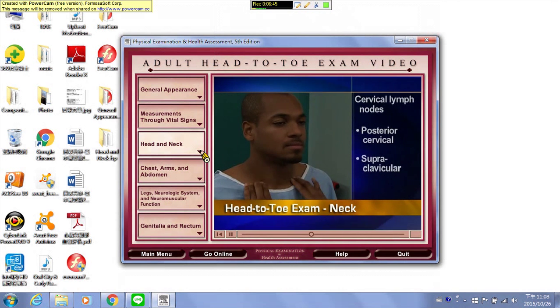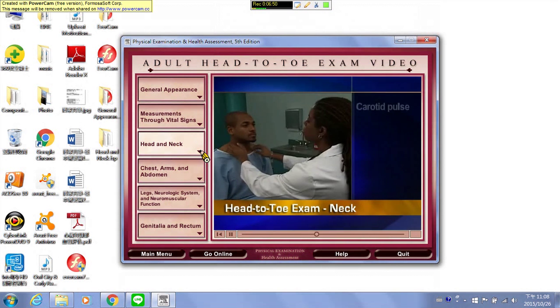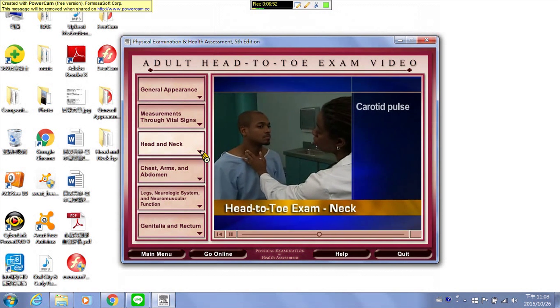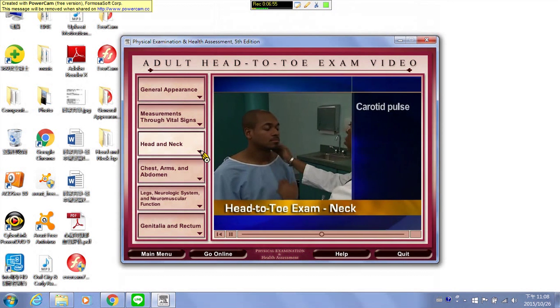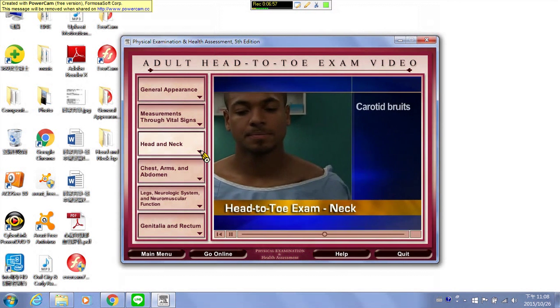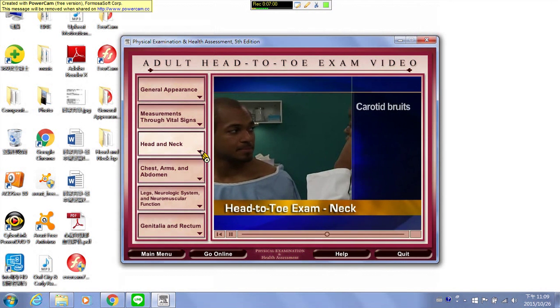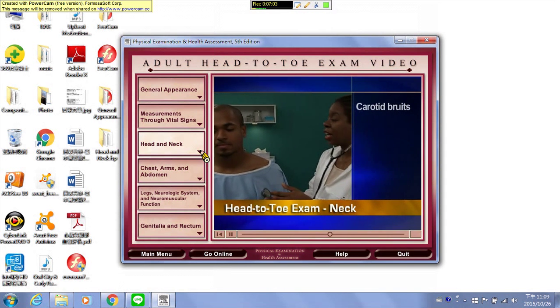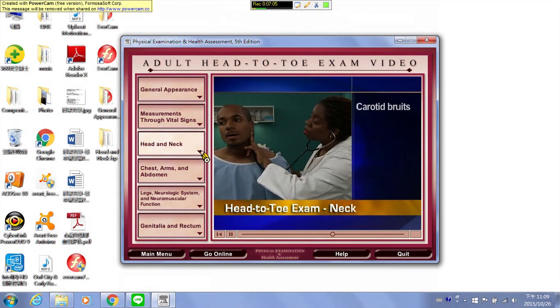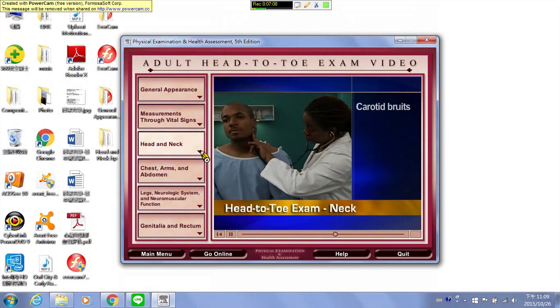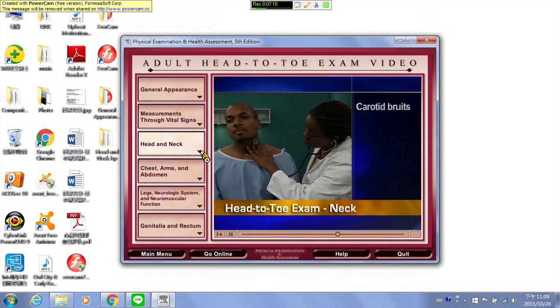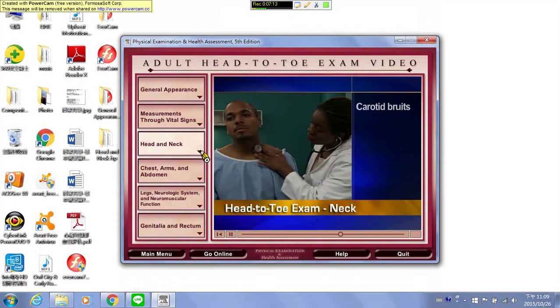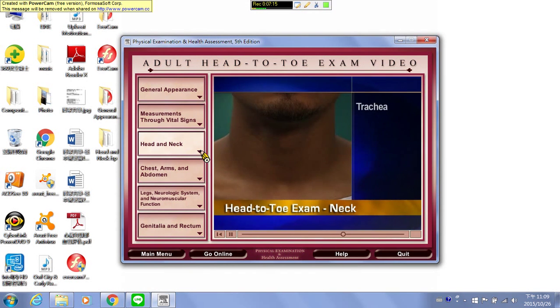Shrug your shoulders, please. Then inspect and palpate the carotid pulse one side at a time. If indicated, auscultate for carotid bruits. Take a deep breath in and hold it for me. Next, palpate the trachea to determine if it is in the midline.